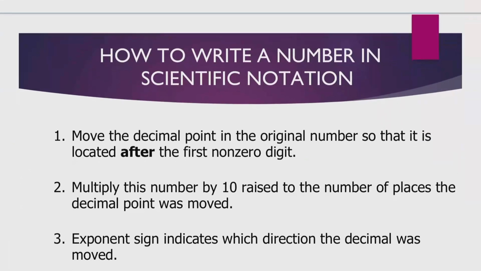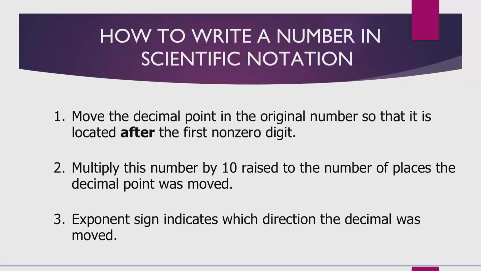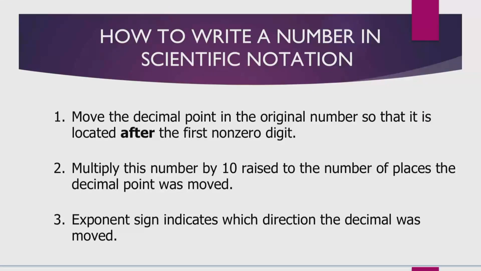So if we want to write a number in scientific notation, there's a couple of steps. First step, we want to move the decimal point in the original number so it's located after the first non-zero digit.